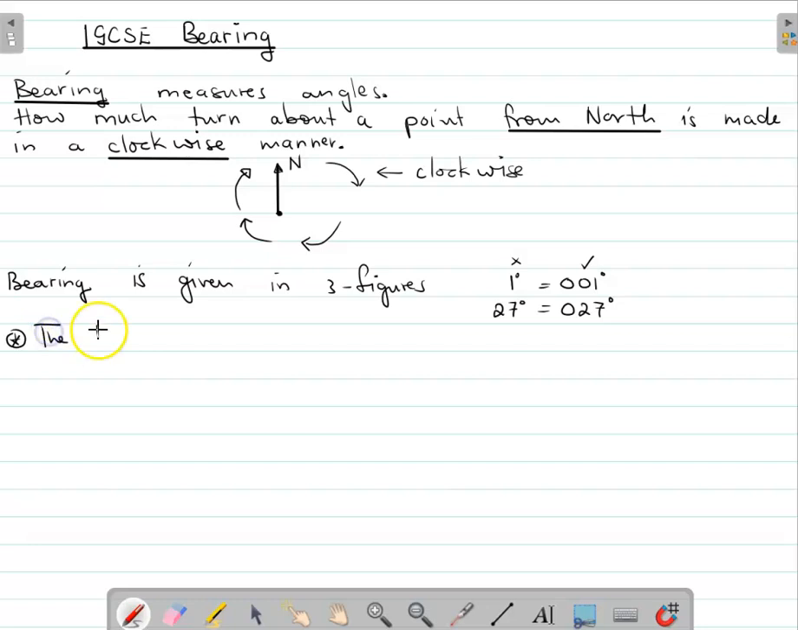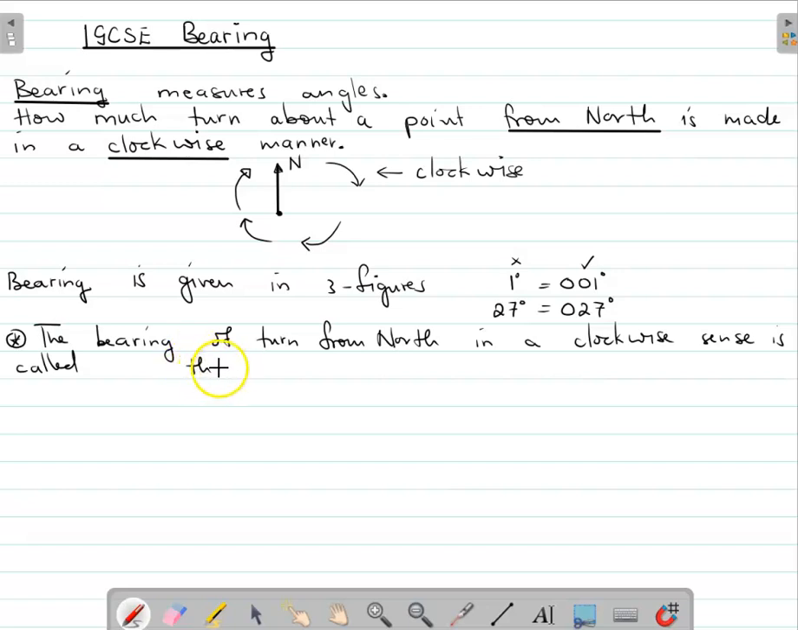So the bearing of turning from north in a clockwise sense is called 3-figure bearing. So never give it in anything less than 3 figures. Right. It also cannot go beyond 3 figures.